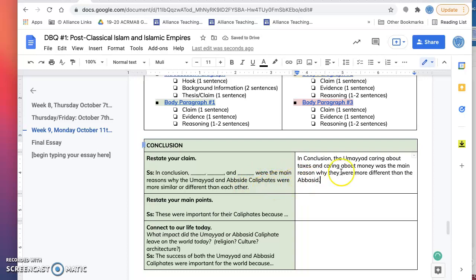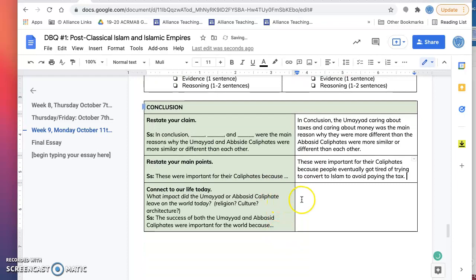Were the main reasons why the Umayyad and Abbasid Caliphate were more similar or different than each other. Notice how I copied the sentence starter. Then you would go down here. These were important for their caliphates because people eventually got tired of trying to convert to Islam to avoid paying the tax. So you would say something like that.